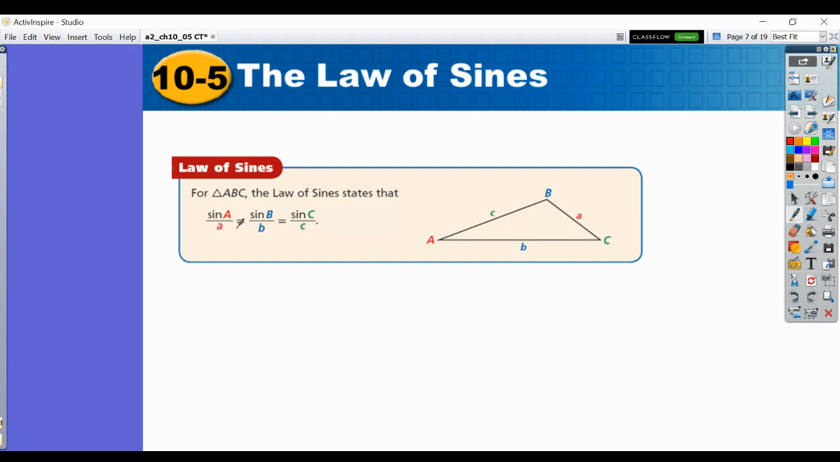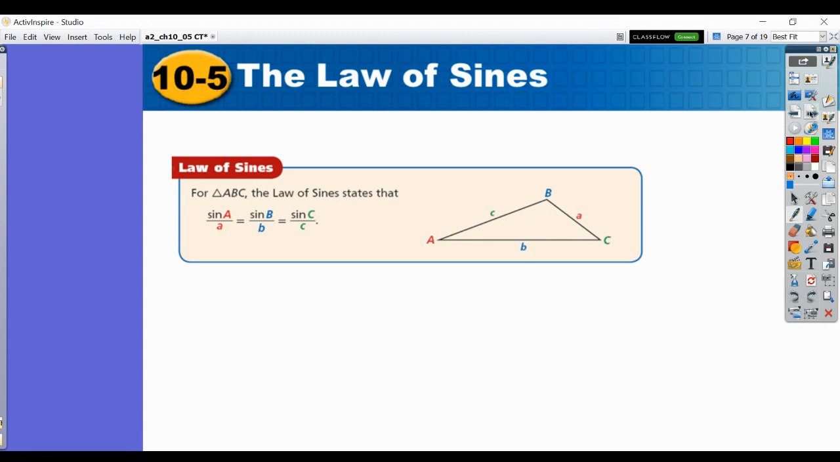Law of sines is pretty simple. It's just the sine of the angle over its opposite side equals the sine of B over little b equals sine of C over little c. Capital C is your angle, lowercase is your side every time. So basically they're just saying that these are proportional. The sine of this angle to this side, the sine of the angle to the side, the sine of the angle to the side. So you just match up the opposite pieces.